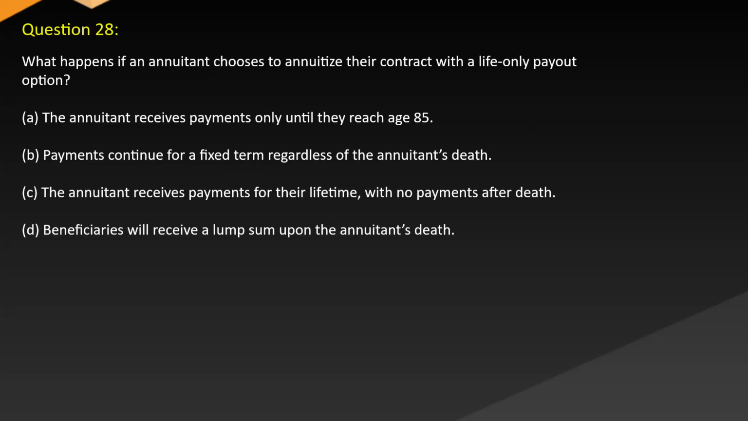Question 28. What happens if an annuitant chooses to annuitize their contract with a life-only payout option? A. The annuitant receives payments only until they reach age 85. B. Payments continue for a fixed term regardless of the annuitant's death. C. The annuitant receives payments for their lifetime with no payments after death. D. Beneficiaries will receive a lump sum upon the annuitant's death.